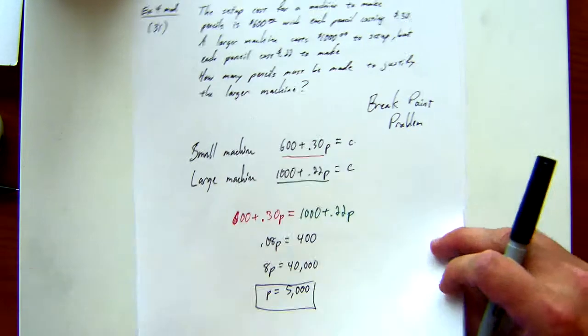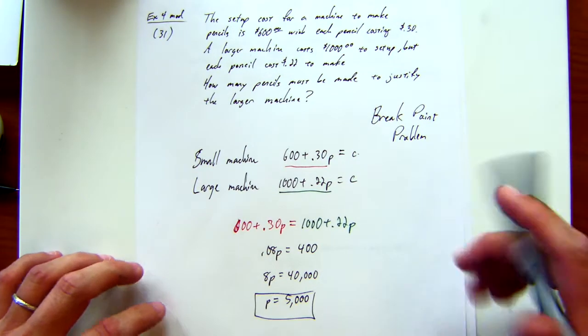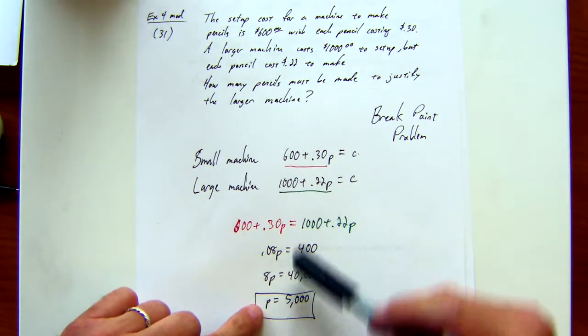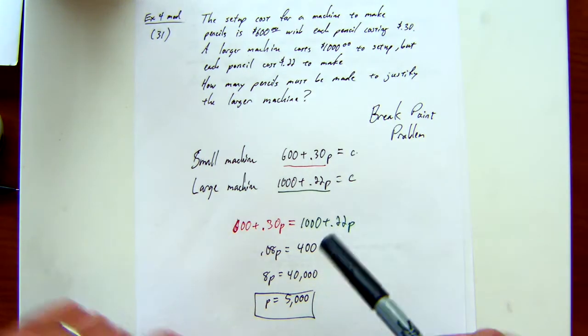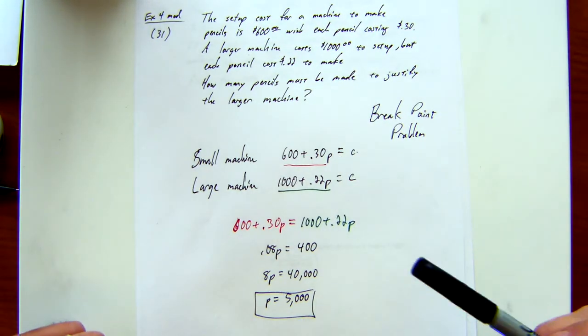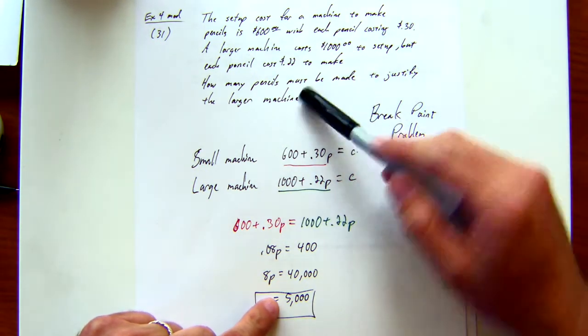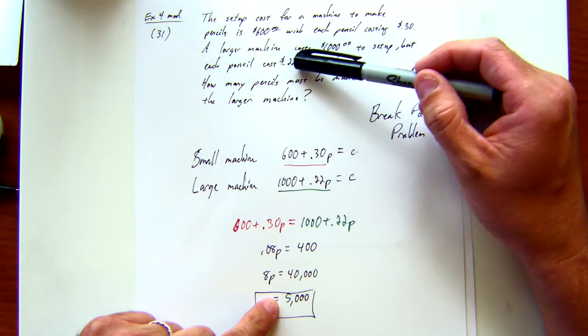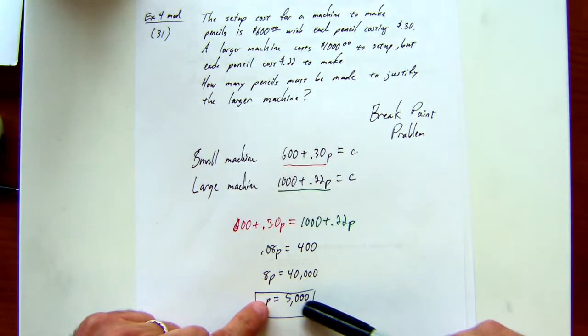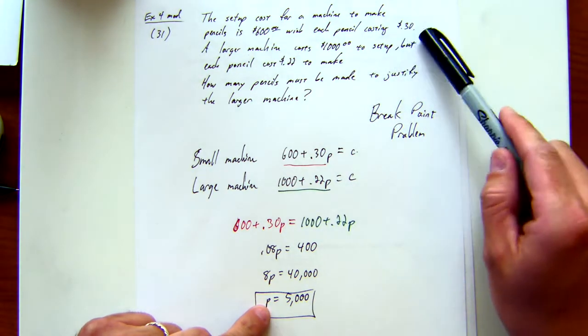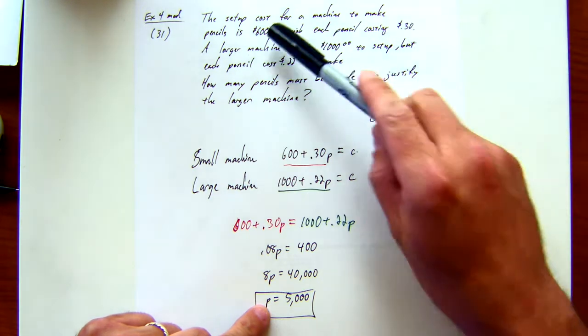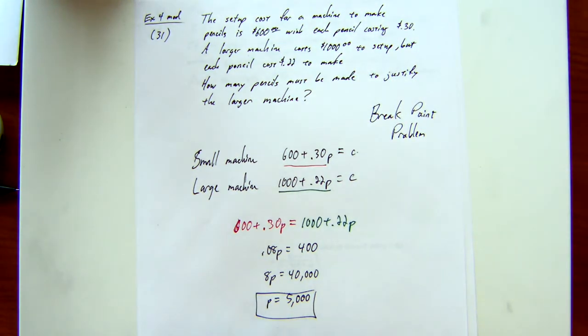Any questions? Yep. Right, to buy the larger machine. If you're going to make more than 5,000 pencils, you should buy the larger machine because the cost per pencil is less. But if you're going to make less than that, even though the cost per pencil is greater, the setup cost is a lot less.